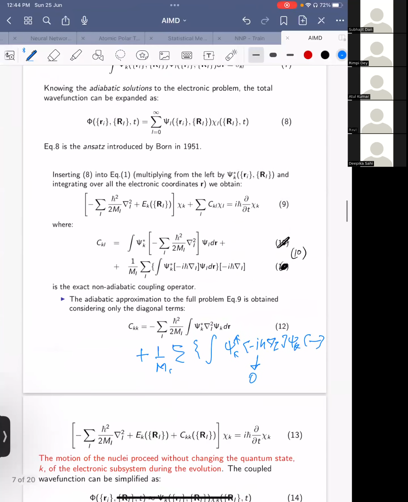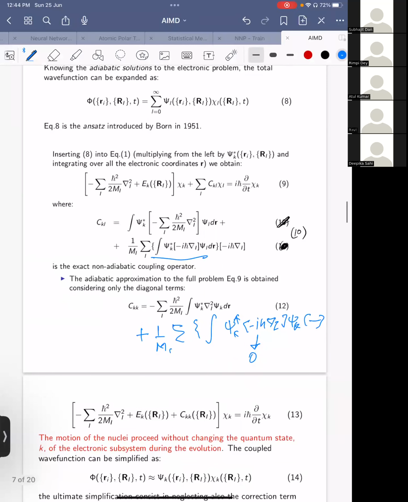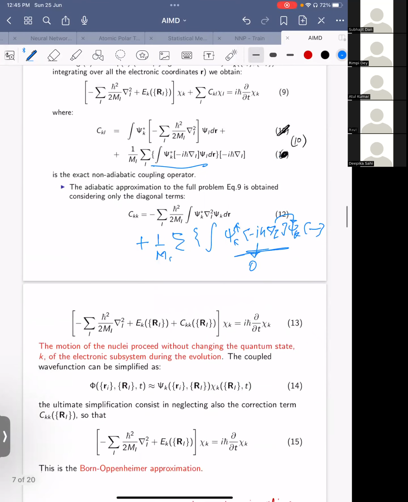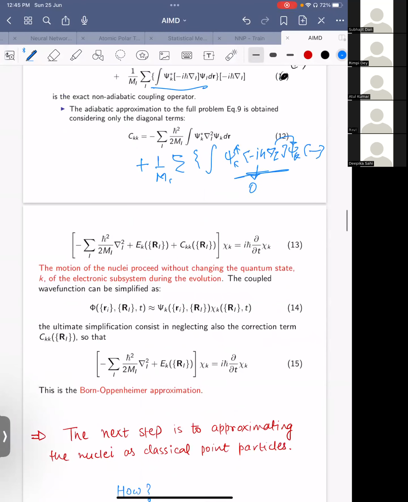So can anybody tell me why this term will be 0 for the diagonal term? Okay, the derivative of the wave function will be orthogonal to the wave function, so it will be 0. So we will be left with only this term. We can say that the motion of nuclei proceeds without changing the quantum state k of the electronic subsystem during the evolution. Basically, we are left with only one state. There is no other state.